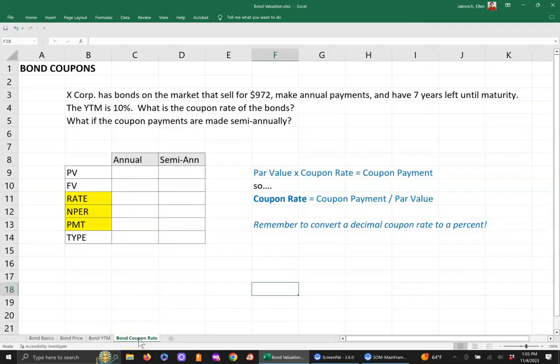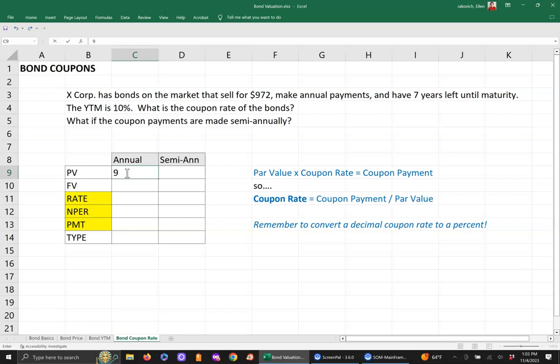Let's go to bond coupons. And there's a little trick to these as well. So let's look at what we have. X Corporation has bonds on the market that sell for $972. So they gave us the present value of $972. And we're going to be X Corporation in this case.